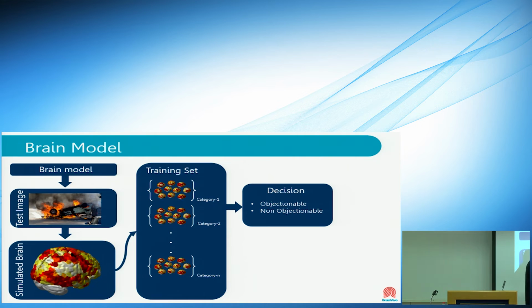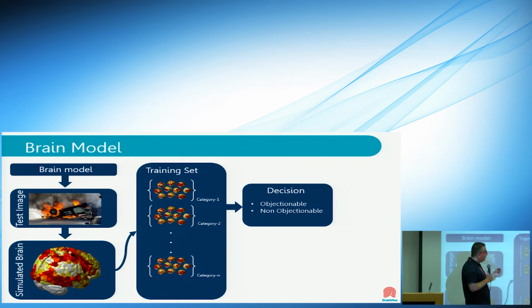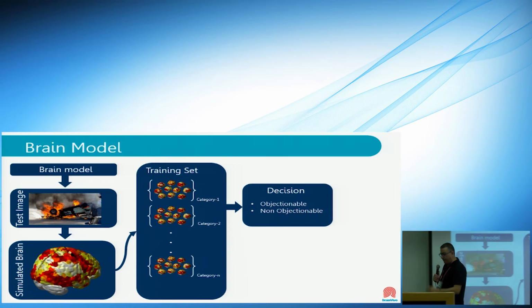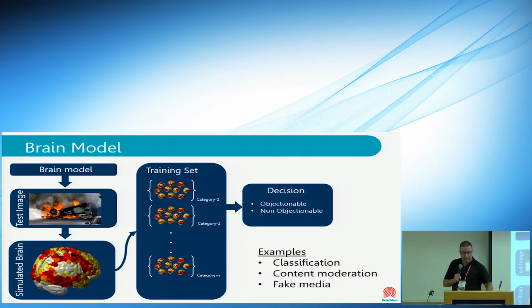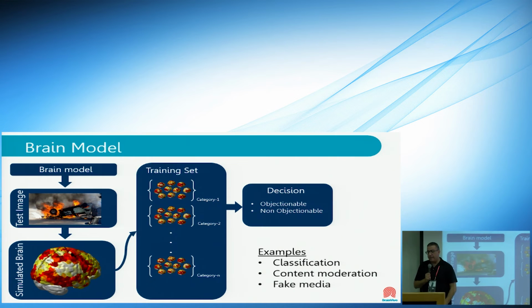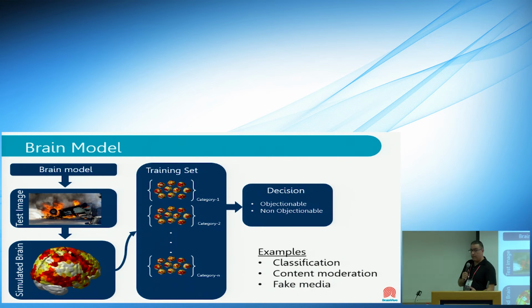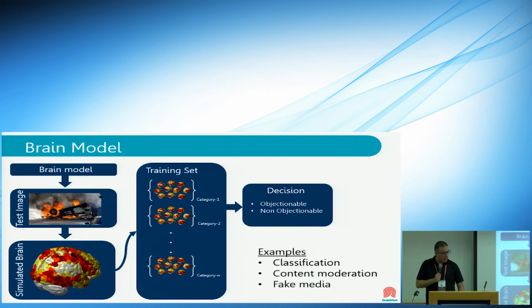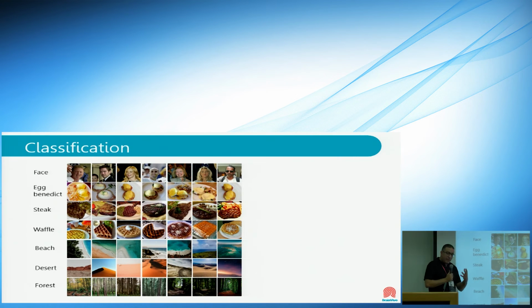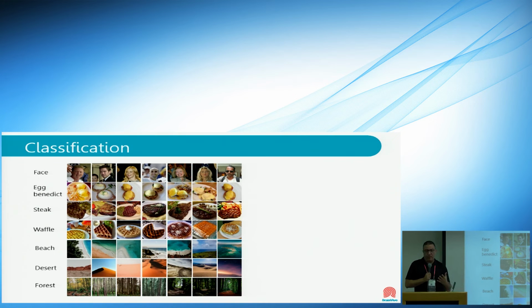Is that image that nobody has seen before, only the digital brain, for example, objectionable or non-objectionable? We'll see here in a moment a few more examples. I will show you 3 examples about how this digital brain can classify information, how it can do content moderation, and how we can deal with fake media. So for classification, we took a very naive test, but it can be solved with deep learning, for sure.